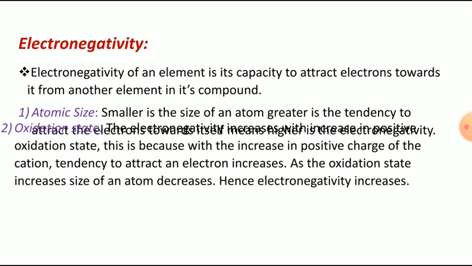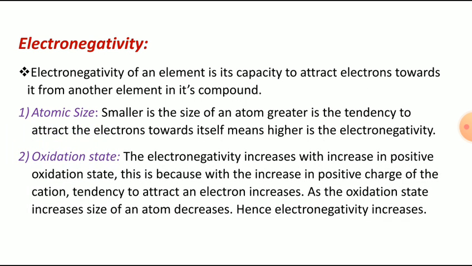Now this second one, oxidation state. The electronegativity increases with increase in positive oxidation state. This is because with the increase in positive charge of the cation, the tendency to attract an electron increases. As the oxidation state increases, the size of an atom decreases. Hence, electronegativity increases.